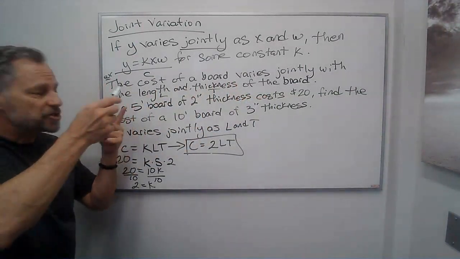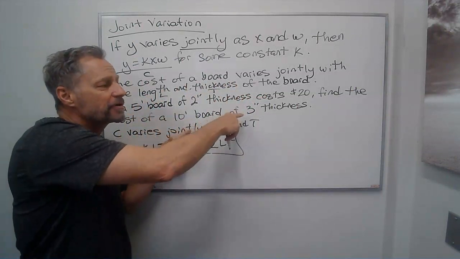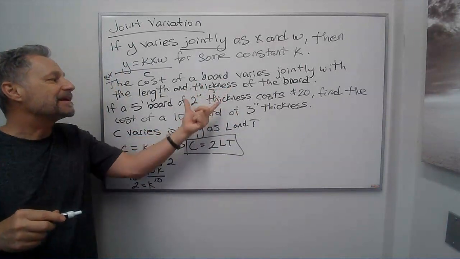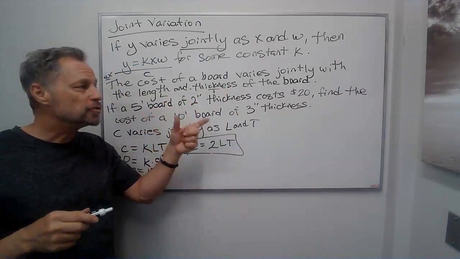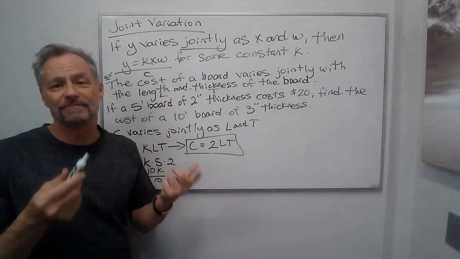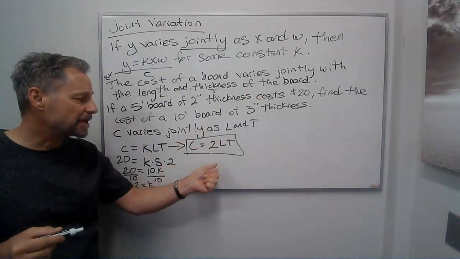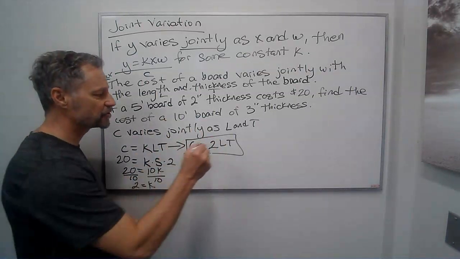Now I can use that to answer any other question. Notice the question really said find the cost of a 10-foot board of 3-inch thickness. I can't plug in those numbers until I find what K is using the numbers and the total cost they give me. So once I find K, I plug it in. Now I can use that formula to answer the question.